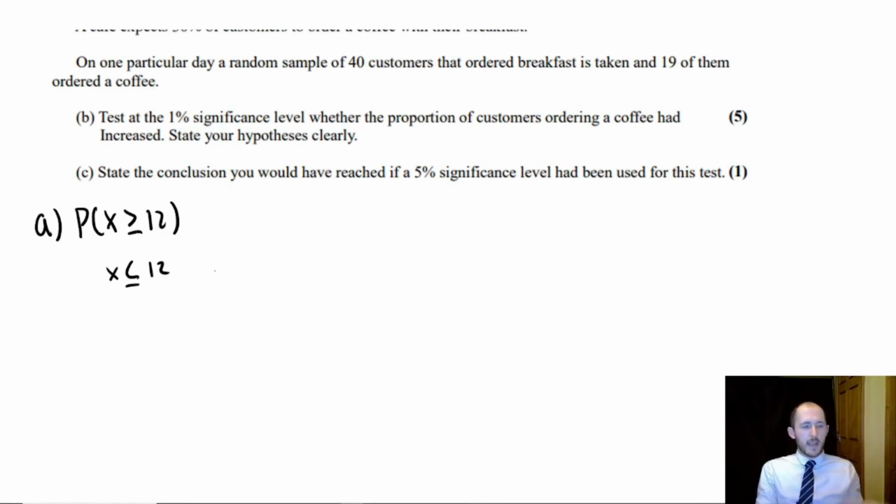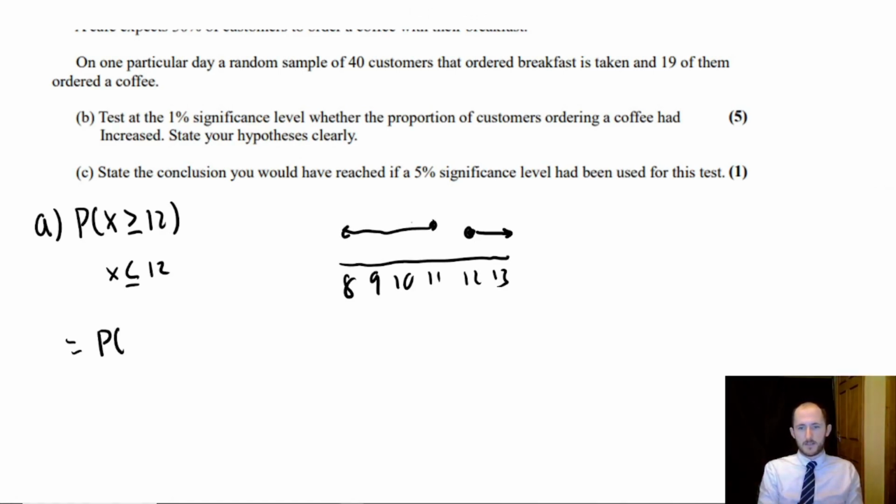Okay? So again, you can draw out a little number line just to test it. So 8, 9, 10, 11, 12, 13. So I want the values greater than and including 12, but my distribution only goes from left up. So what I'm going to do is take all of the values up to 11 and subtract them away. So this is the same as doing 1 minus the probability of x being less than or equal to 11. Okay? So let's work that out.